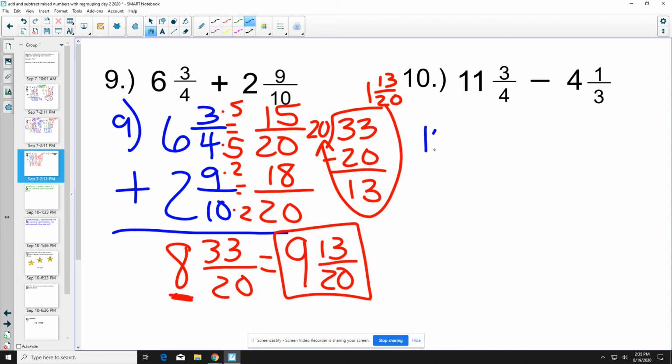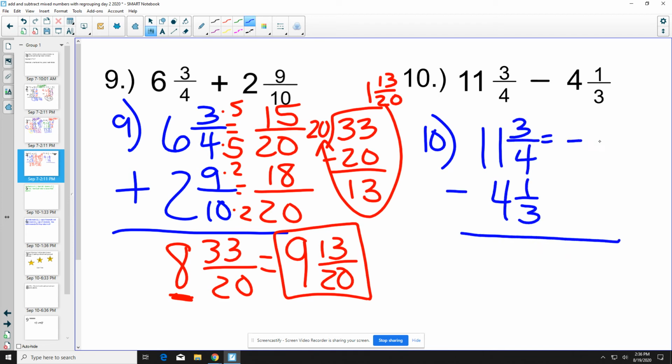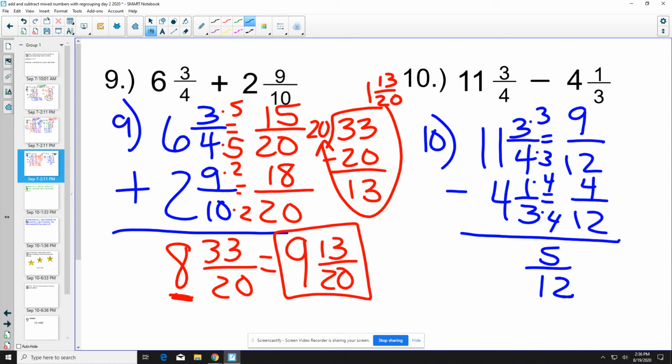All right, let's see how you did on number 10. So if I have 11 3/4 minus 4 1/3, my common denominator is going to be 12. So 4 times 3 is 12, 3 times 3 is 9. See if you have a 9/12. 3 times 4 is 12, 1 times 4 is 4. Be careful, you're subtracting, so 9 take away 4 is 5, and 11 take away 4 is 7. Is it in simplest form? Yes. So you got 7 5/12 for number 10.